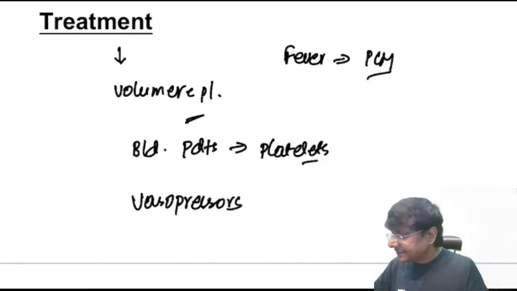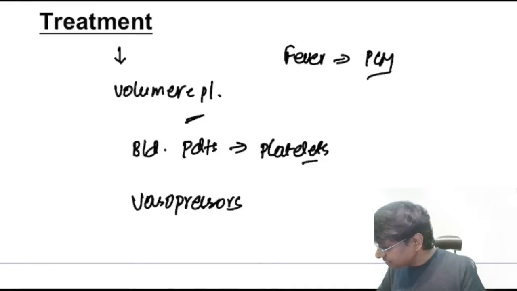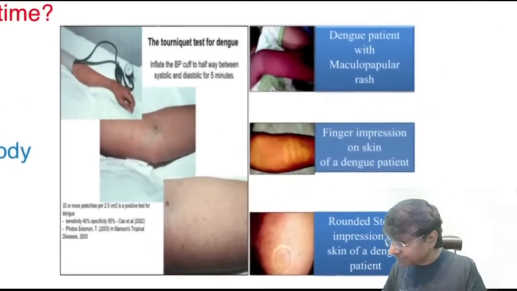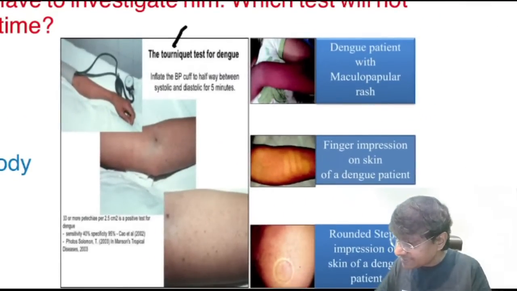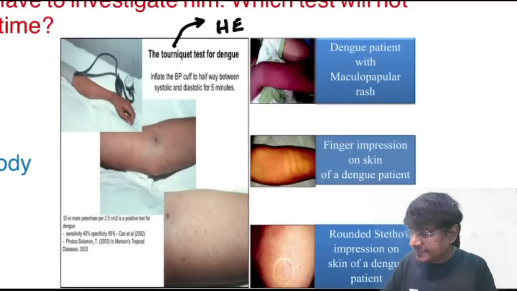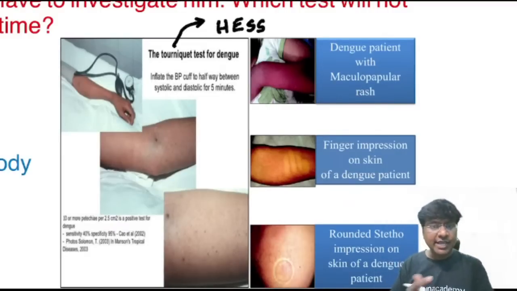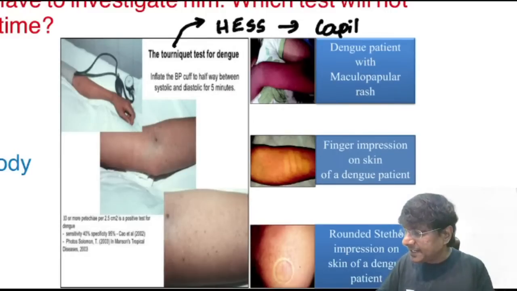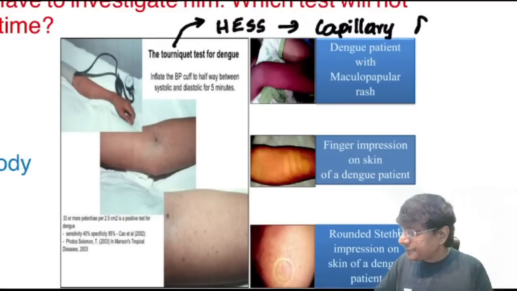Okay. And one important test in case of dengue. Now, can anyone tell me what this particular test is? What is another name for this tourniquet test? Another name for this tourniquet test is the Hess test, right? And what is the purpose of doing this Hess test? That is mainly to assess the capillary fragility.